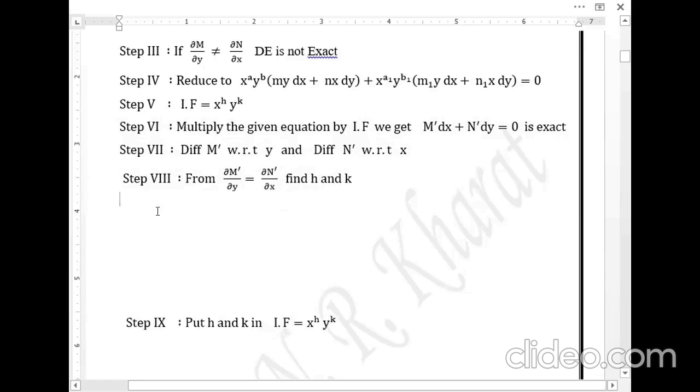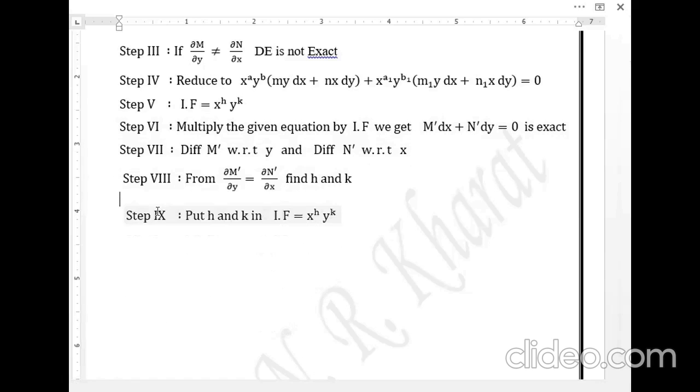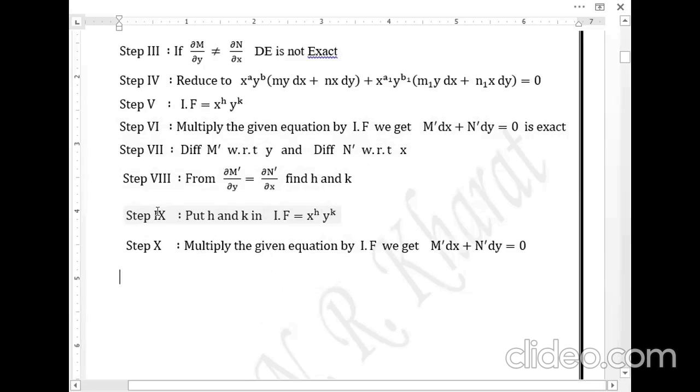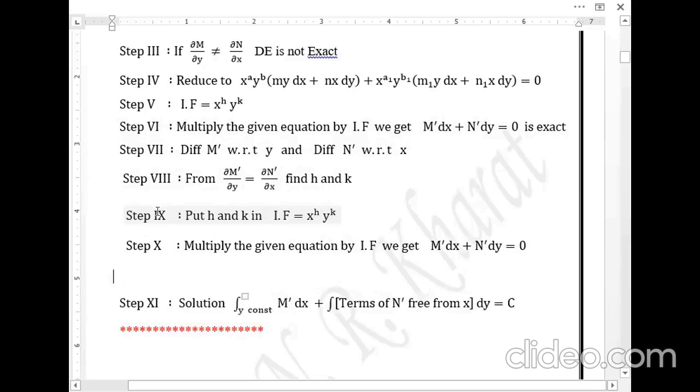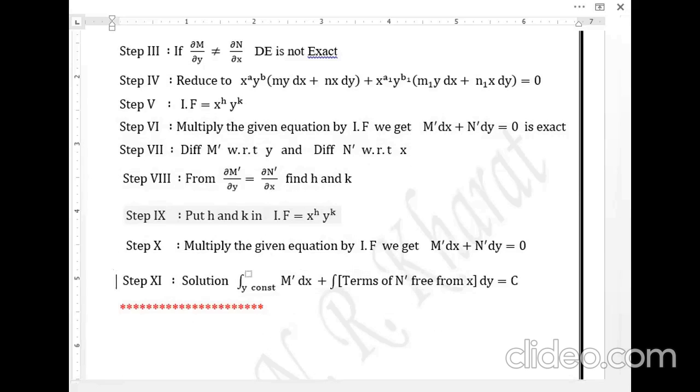Next, we put h and k in the assumed integrating factor. We get the integrating factor value, and multiplying the given differential equation by it, the equation becomes exact, and finally we can find the solution using the solution of the exact differential equation. We integrate M dash with respect to x, keeping y constant, and the terms which do not contain x we integrate with respect to y, equal to the constant of integration. We will see an example.